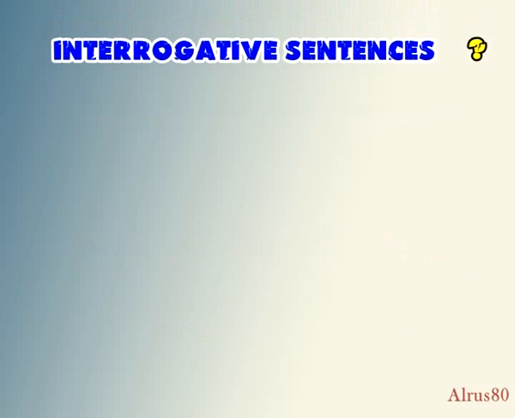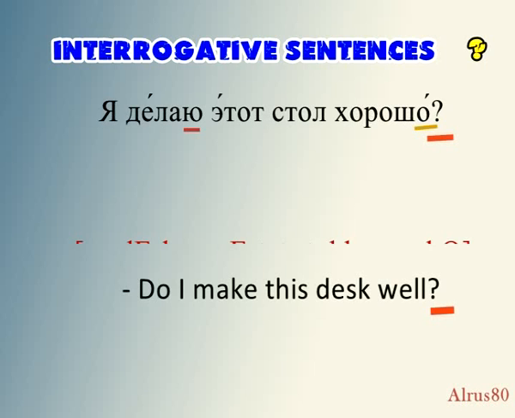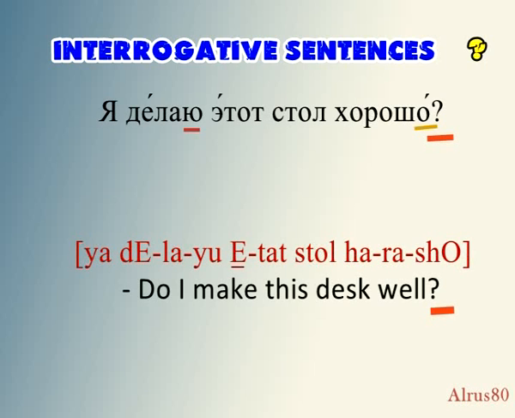And to conclude this video, let's have an example of an interrogative sentence. It looks pretty much as a statement. We just change our intonation and raise the voice towards the end of the phrase. For example, let's use the same sentence. Я делаю этот стол хорошо? Do I make this desk well?